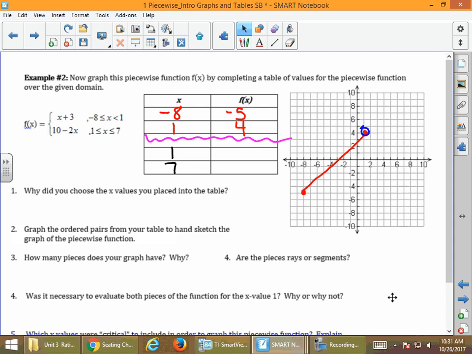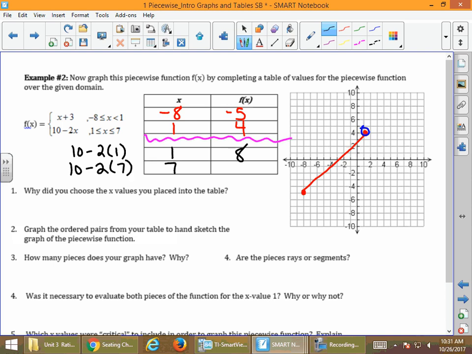When we go to do our next part here, I'm going to write it off to the left instead of the right, but it's going to be 10 minus 2 times 1, putting the 1 back into our second equation for x. So 10 minus 2 is 8. And 10 minus 2 times 7 is 10 minus 14, which is -4. And use your calculator if you need to come up with those values. But once we come up with them, it's 1, 8, and it's 7, -4.